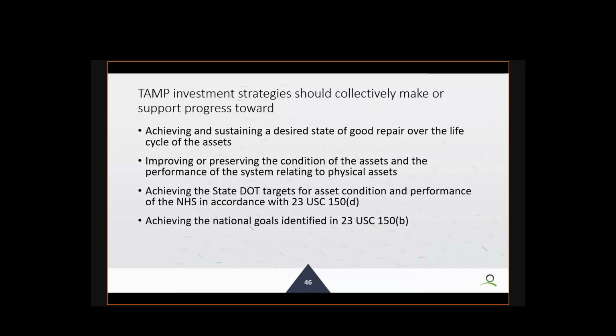So the national goals, that's related to the other areas of performance, right? Hopefully the conditions you're achieving through these investment strategies support safety, support economic development, support congestion mitigation, right? And last bullet. Finally, make sure that you're addressing the risks, which are threats and opportunities.